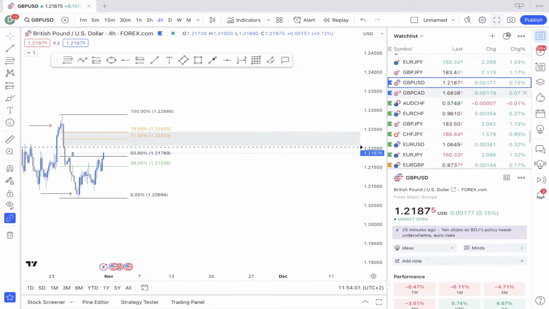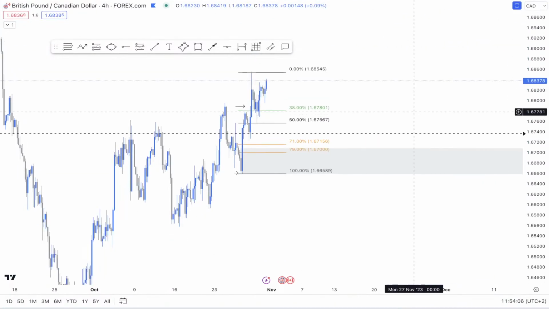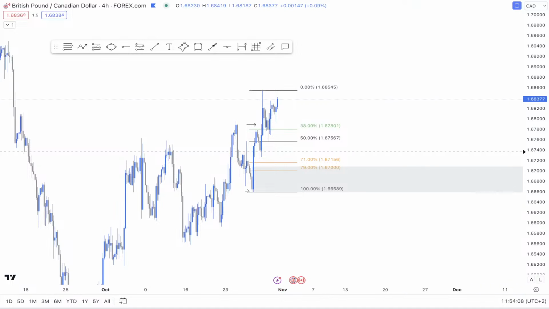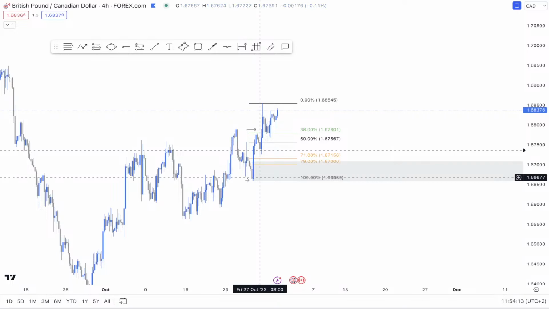Next up, we have GBP CAD. On GBP CAD, we have a nice buy limit opportunity. Okay, we can see that price has been trending towards the upside for the past couple weeks, and here we have a very nice buy limit opportunity on this bullish range right here. We can see that we have a very clear liquidity sweep, followed by a very impulsive break of structure to the upside. All right, we can see the aggressive break of structure right here.